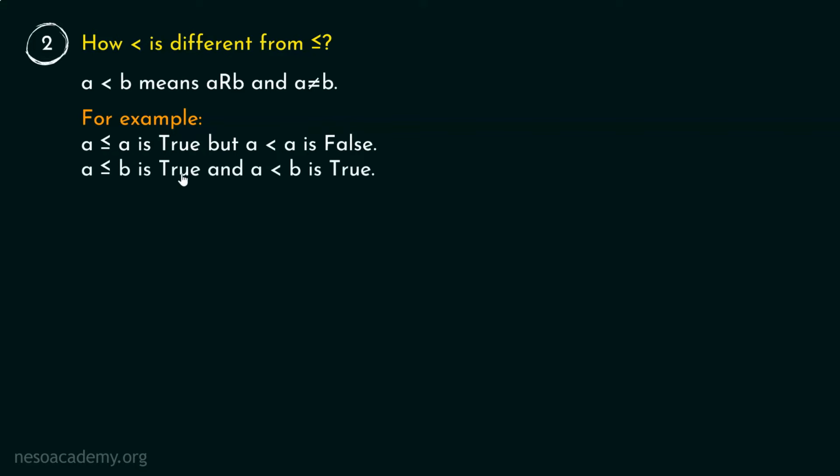A less than or equal to B is true because A is related to B, although A is not equal to B, right? But A is related to B. Here also A less than B is true because A is related to B and A is also not equal to B. There is no difficulty in understanding the difference between less than and less than or equal to, right?